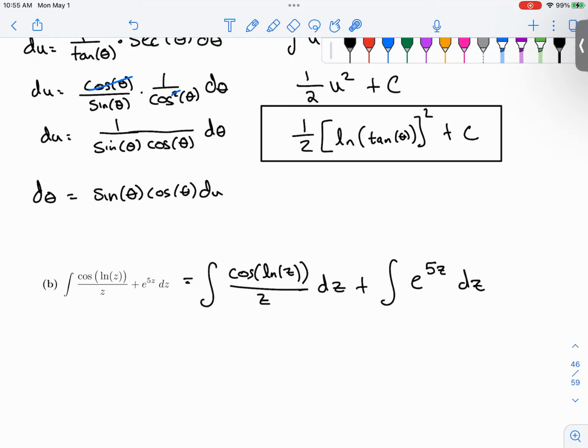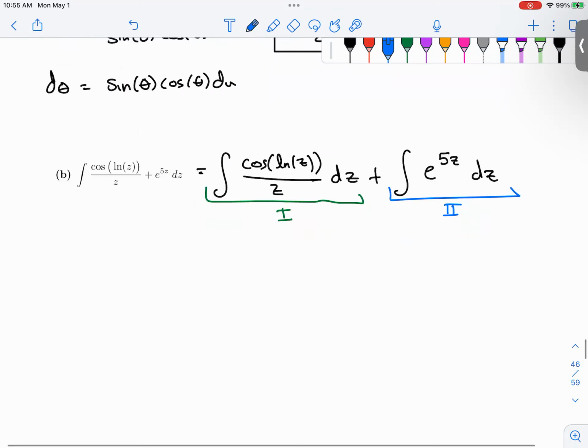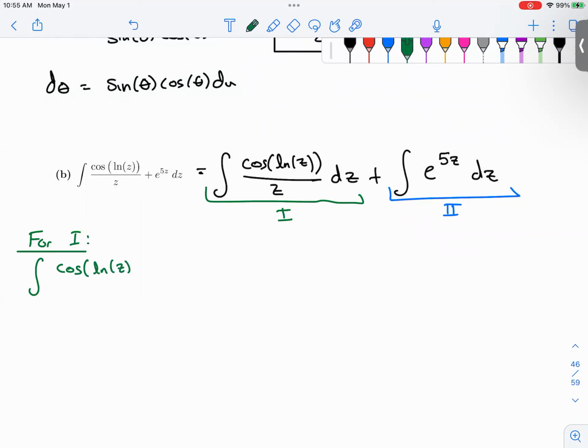All right. So let's just do the first one off on the side here. Let's call this piece 1 and this piece 2. So for 1, should I stick with green here, like in writing the whole thing, or should I go back to black? It's your call. Just keep it green? Okay. So you get the integral of cosine of ln of z divided by z dz.